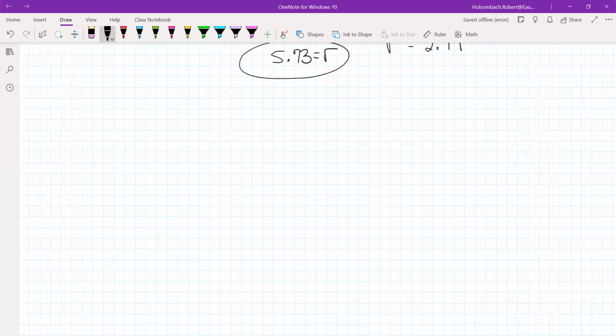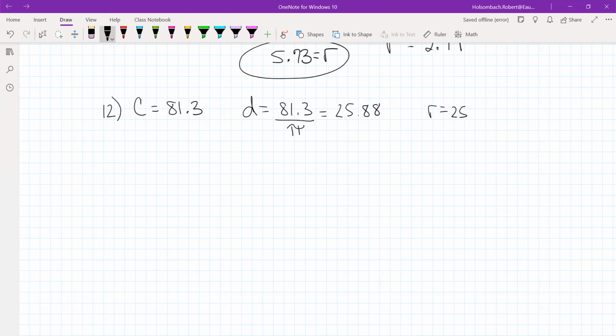Number 12, circumference equals 81.3. So my diameter equals 81.3 divided by pi. 25.88. My radius equals 25.88 divided by 2. So don't retype it back in there. Leave it on the screen and just push divided by 2 equals 12.94.